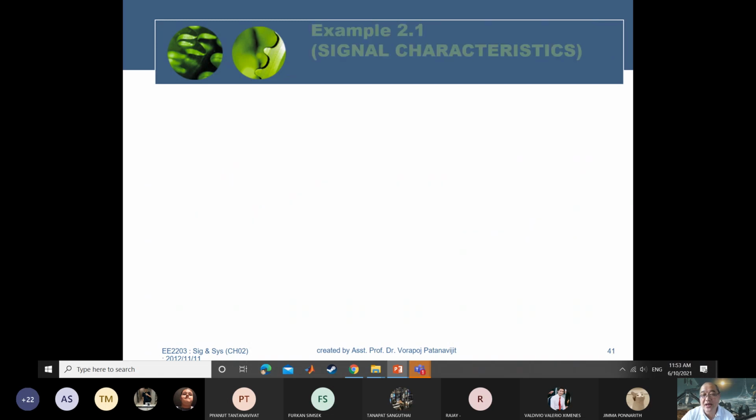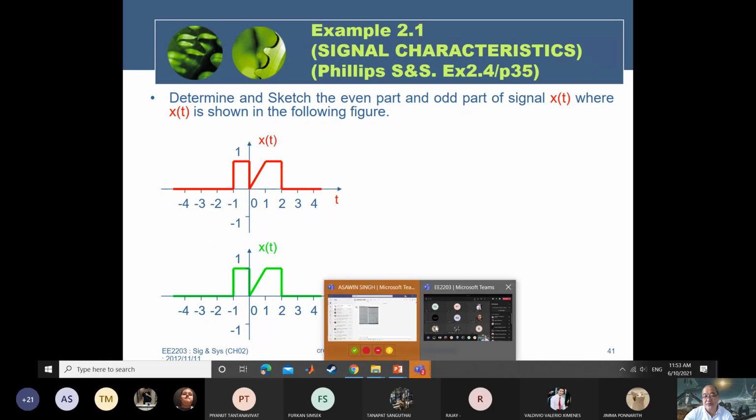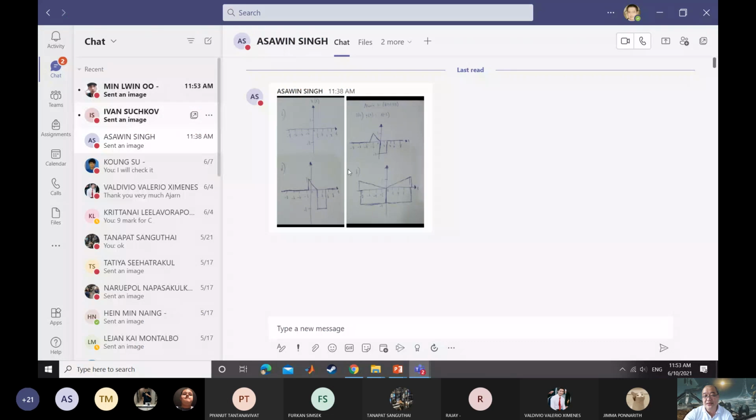Next one. In order to demonstrate how to determine the even part and the odd part of the signal, determine and sketch the even part and the odd part of the signal x(t), where x(t) is shown in this figure. Okay, x(t) is here.